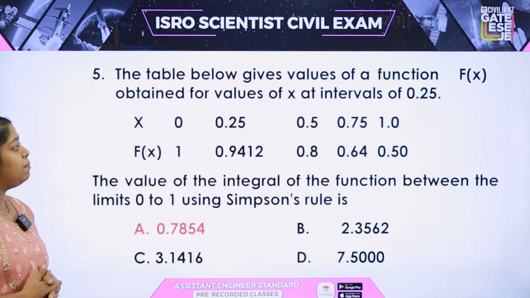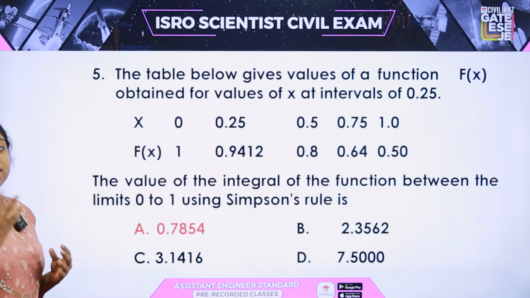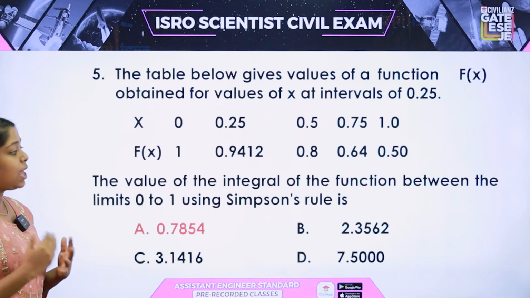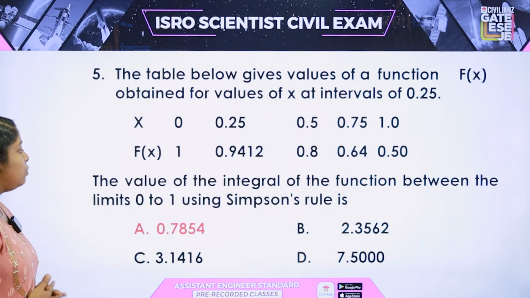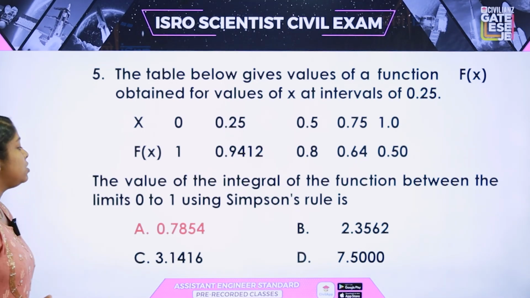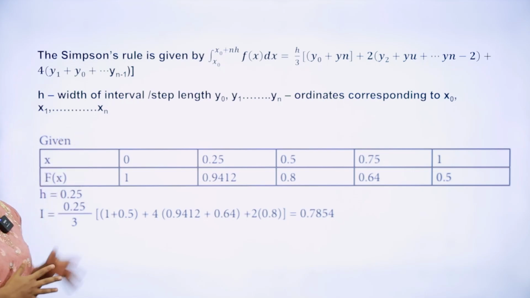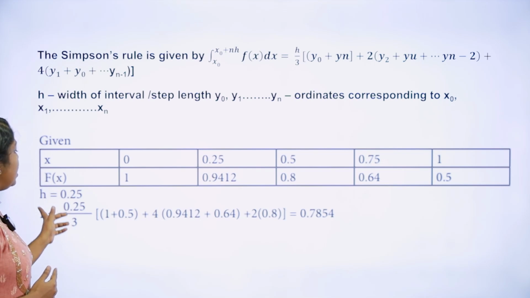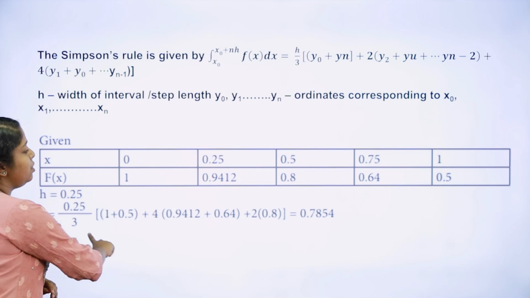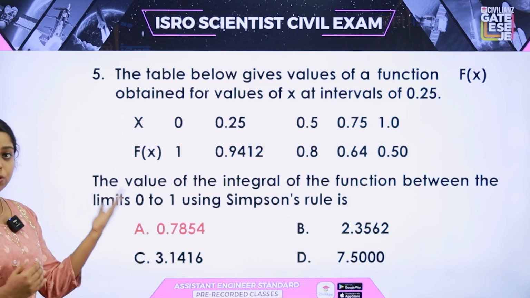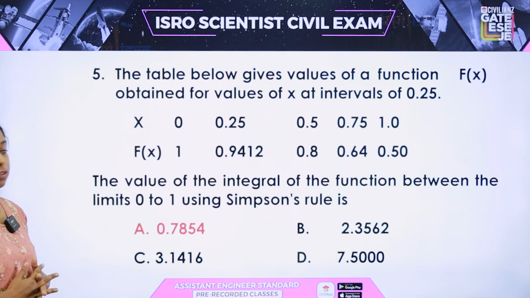We have been given a table of a function f of x, and different values of x are given within an interval of 0.25. So the value of x and f of x is given, and we need to find out the value of the integral of the function between the limits 0 to 1 using Simpson's rule. The equation of Simpson's rule is given here, and from that we will find out the values, and on implementing it we will obtain the value as 0.7854. So option A is the correct answer. I am not going into the calculation part of it. So option A is the right answer.